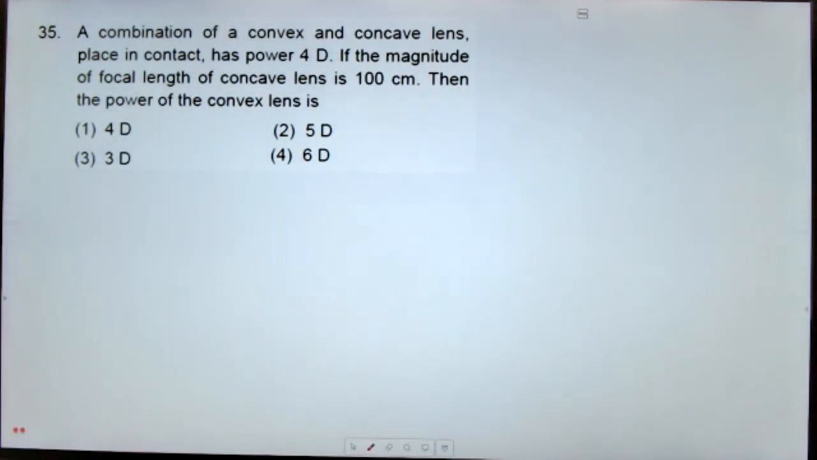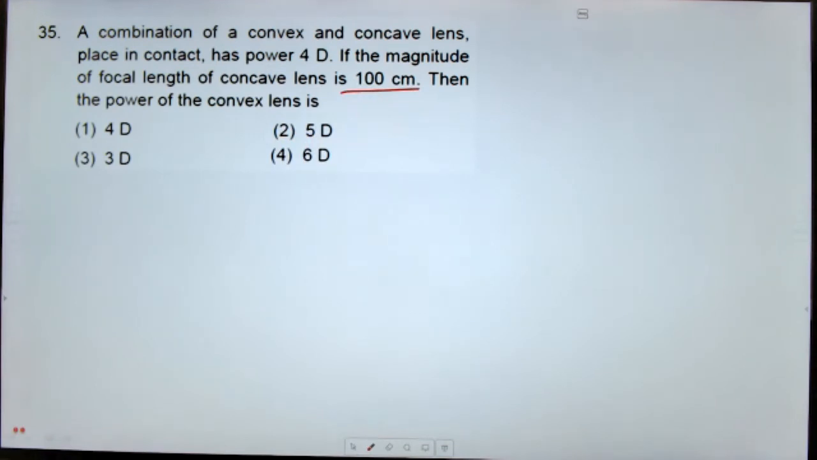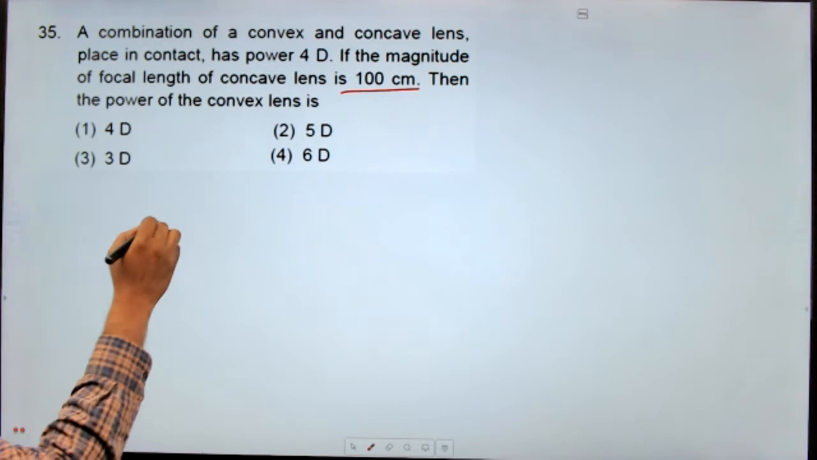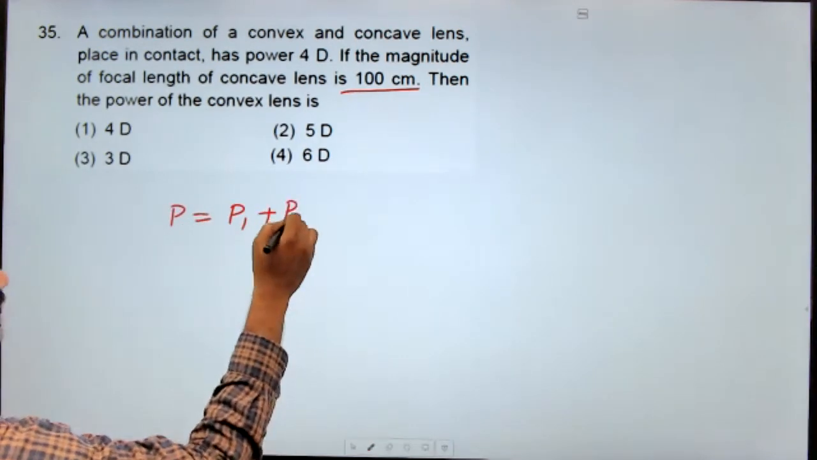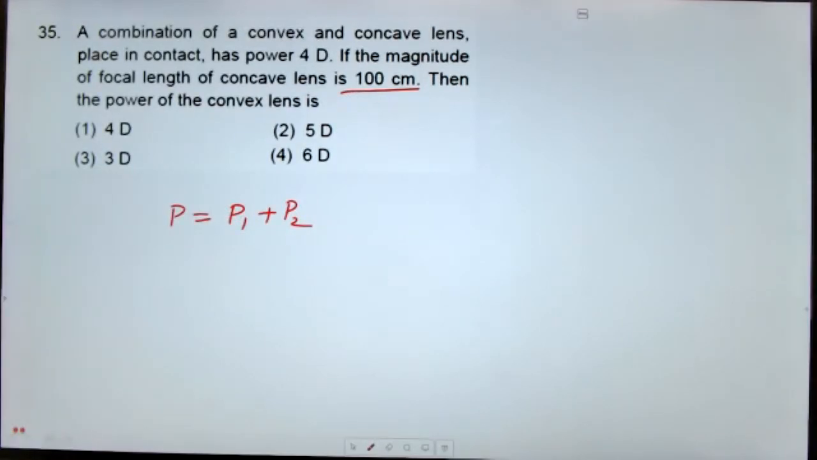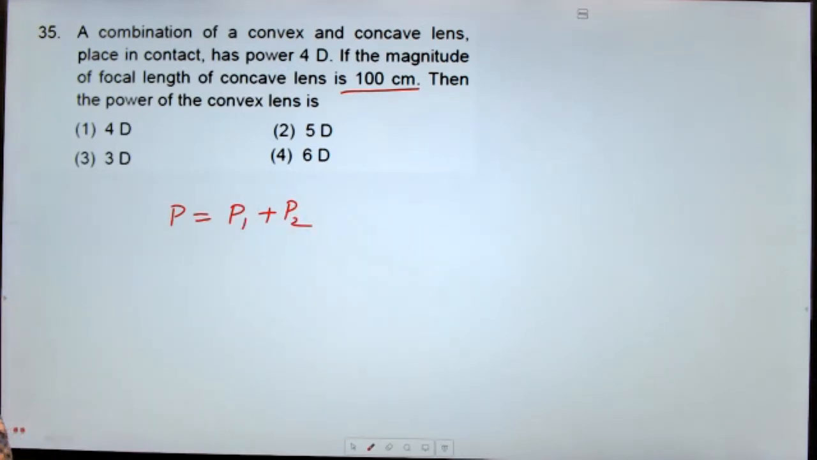Next question. A combination of convex and concave lens placed in contact has a power of 4D. If the magnitude of the focal length of the concave lens is 100 centimeter, then the power of the convex lens is. Power, if they are placed in contact, equals P1 plus P2 plus P3 and so on. If n number of lenses are placed in contact, you have to add the individual powers.